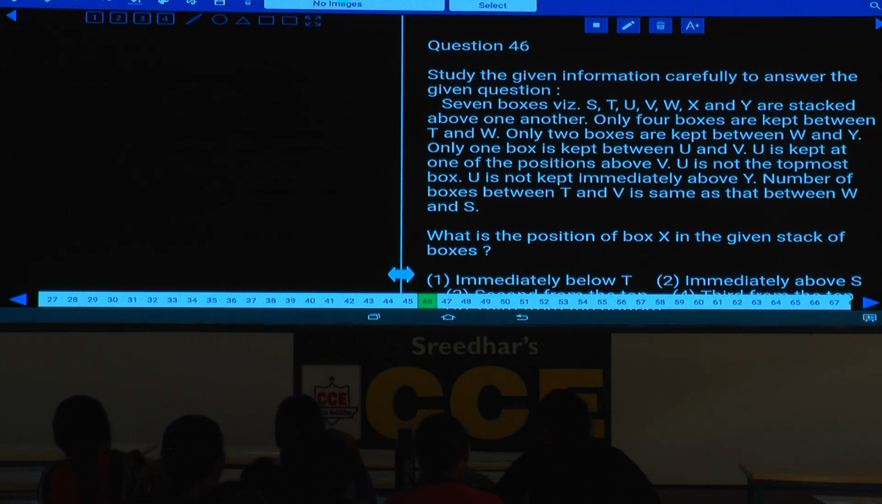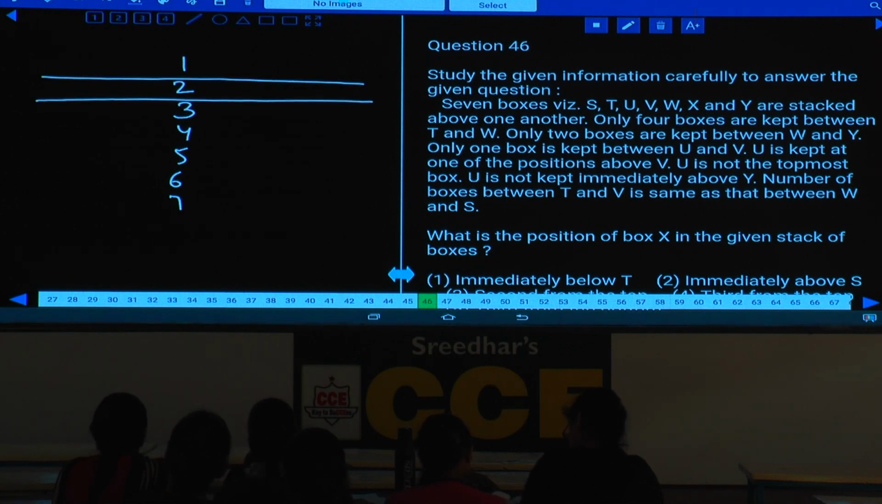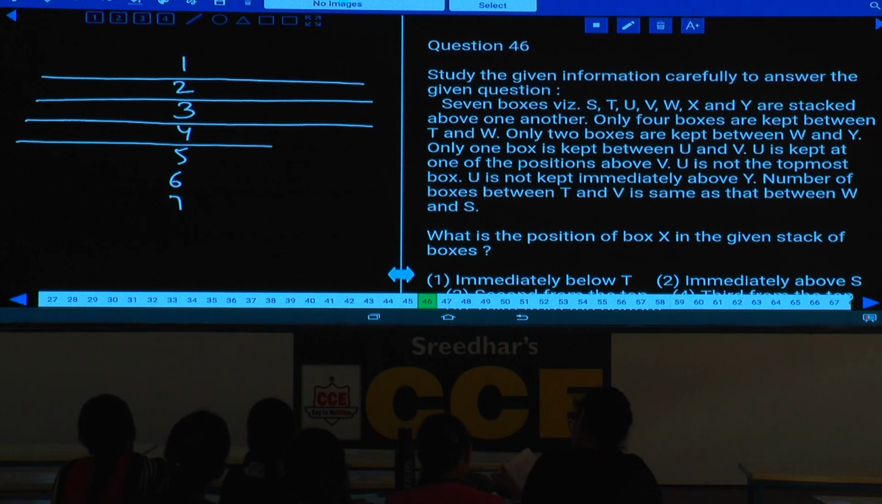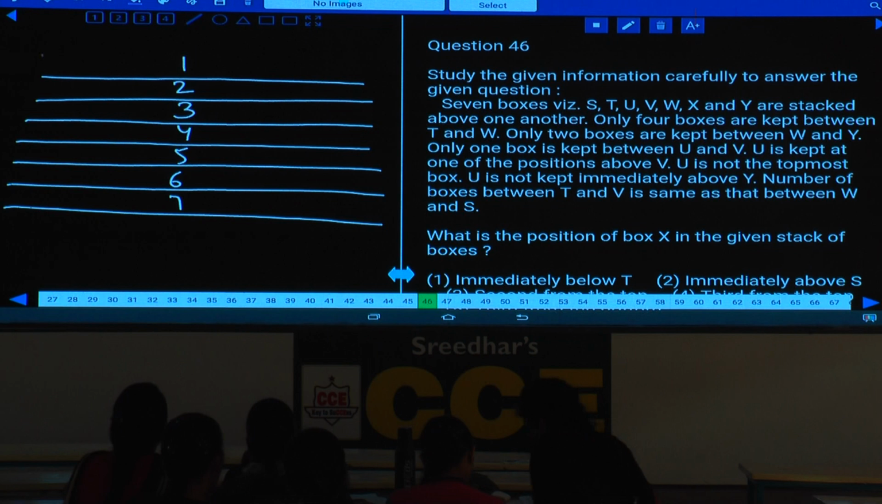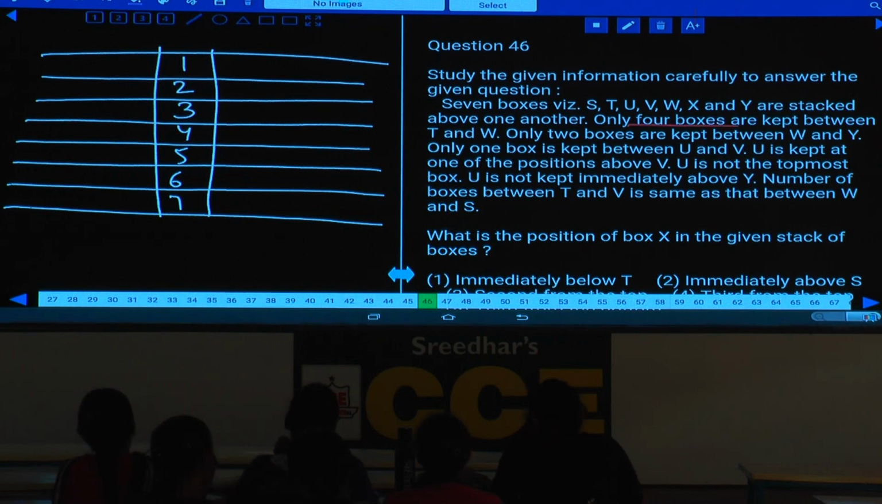There are 7 boxes. Now these 7 boxes are stacked one above the other. This is how these 7 boxes are kept: 1, 2, 3, 4, 5, 6 and 7. Now these 7 boxes are kept one above the other. As 7 boxes are kept one above the other, this is how we need to represent the data. Then what is the other information here? Only 4 are kept between T and W. As only 4 are kept between T and W, only 2 boxes are kept between W and Y.